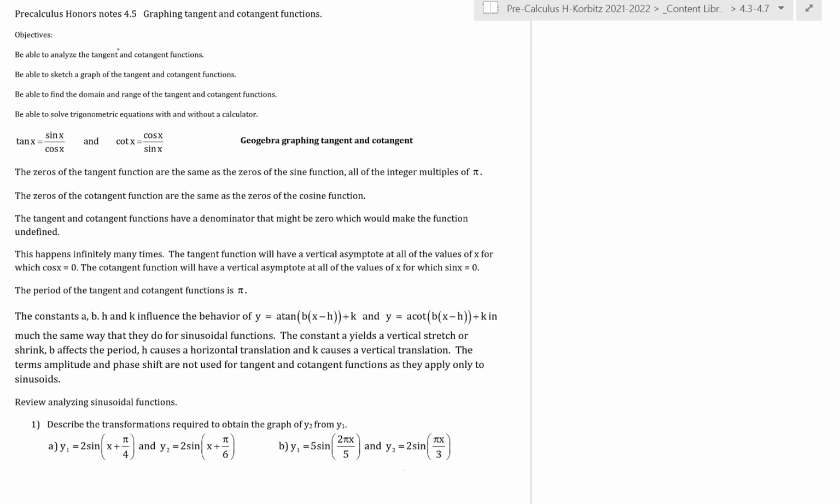So go ahead and read the objectives and read the paragraph. We're going to skip around a little bit. Some of these problems, I'll have the answer key available for you to do. Still, all important problems, still do them. But we're going to focus in this video on the tangent and cotangent graphs. So go ahead and pause the video and read the paragraph, and then I will meet you on problem number three. Go ahead and pause the video and read.